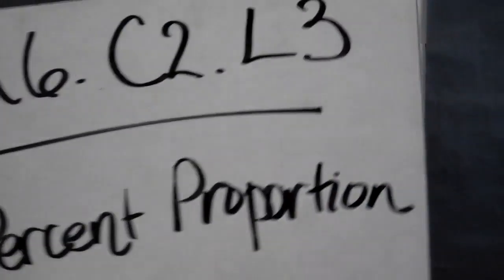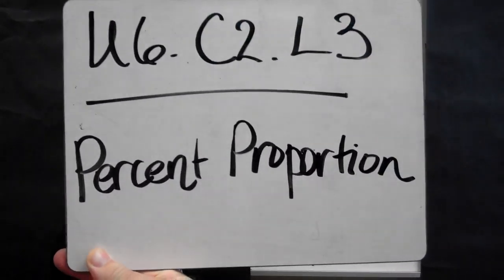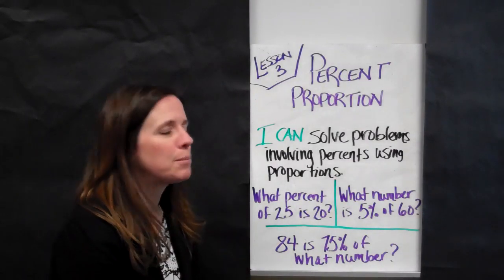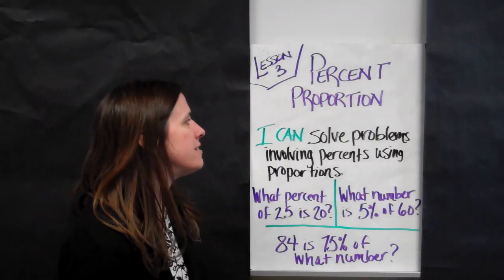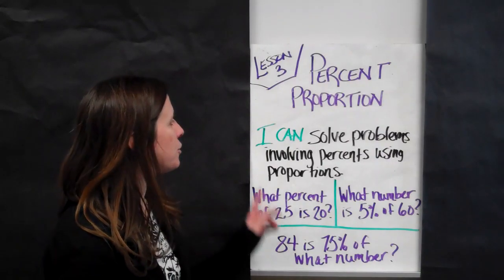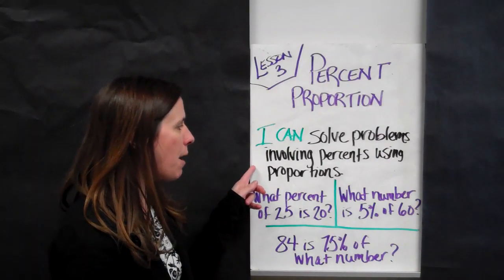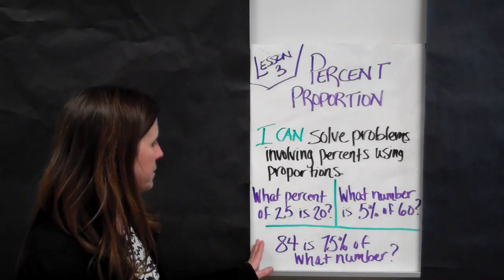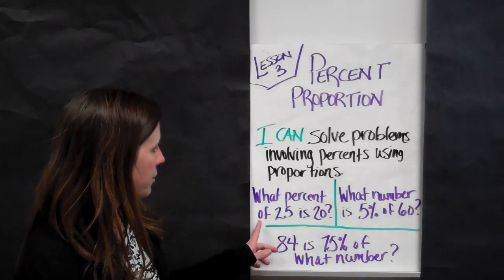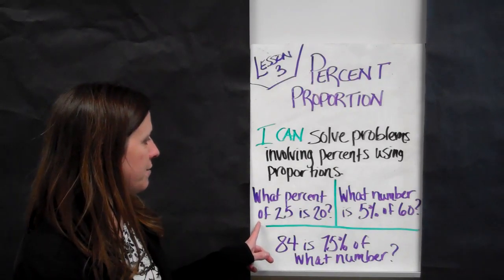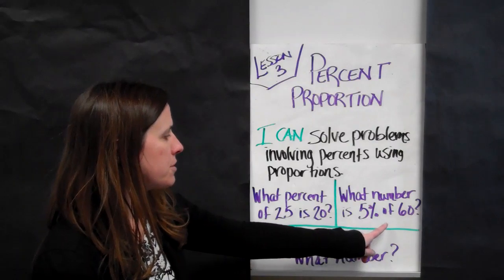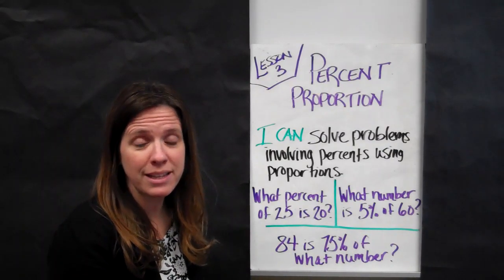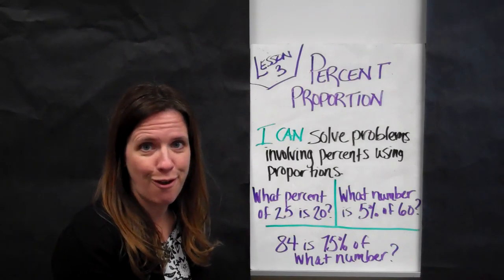6.C2.L3 percent proportion. Take it away, Mrs. Benoit. Hi, we're going to talk about percent proportion, like Mr. Romanovich just said today. Our target is for you to be able to solve problems involving percents using proportions. Problems like these at the bottom: what percent of 25 is 20, what number is 5% of 60, and 84 is 75% of what number. By the end of this video, you should be able to solve those three.